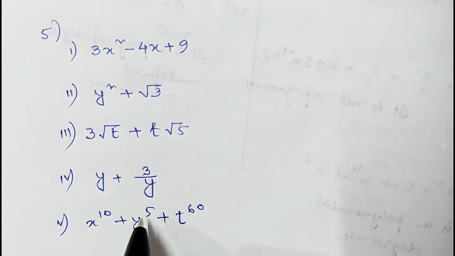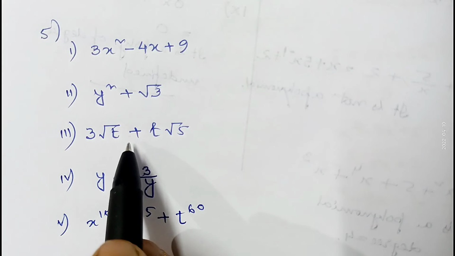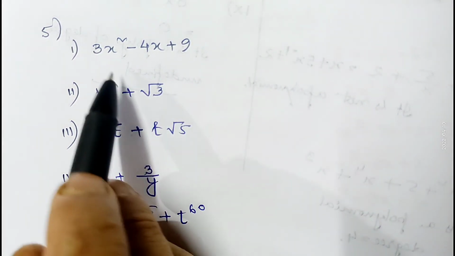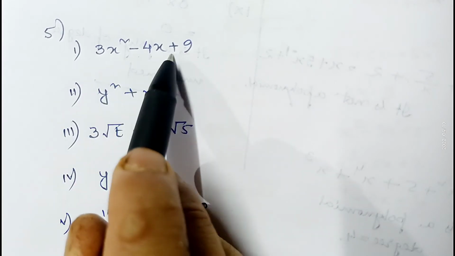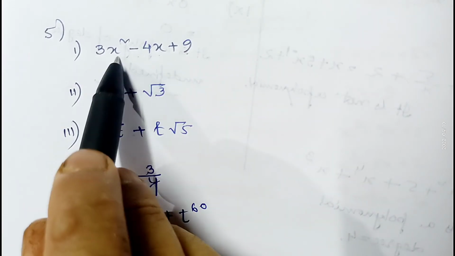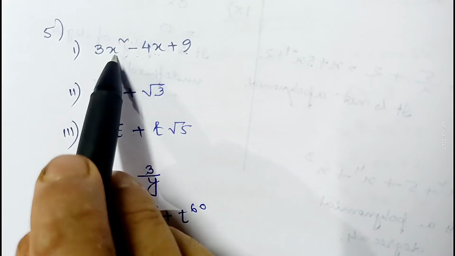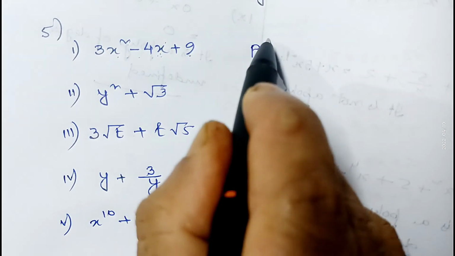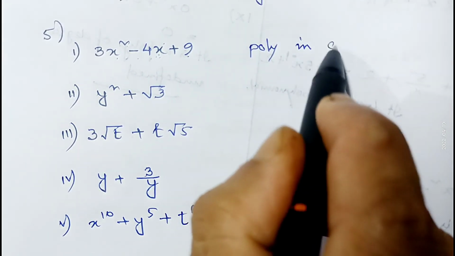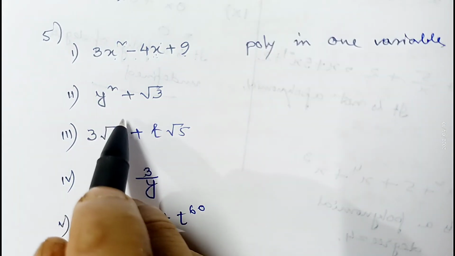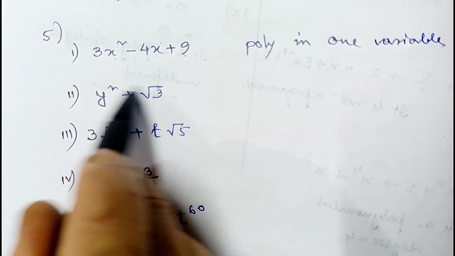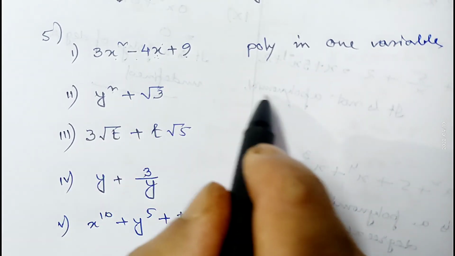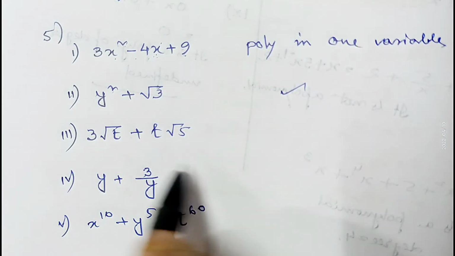In question number 5, it is given, which of the following expressions are polynomials in one variable and which are not. Now in the first case, 3x square minus 4x plus 9, here only one variable, and the power of the variables, here it is 2, here it is 1, so it's a polynomial in one variable. The second case, y square plus root 3, here variable is y, power of y is 2, which is a whole number, so it's also a polynomial in one variable.